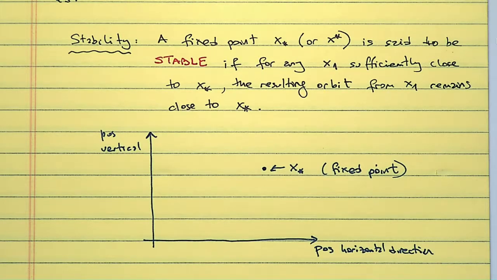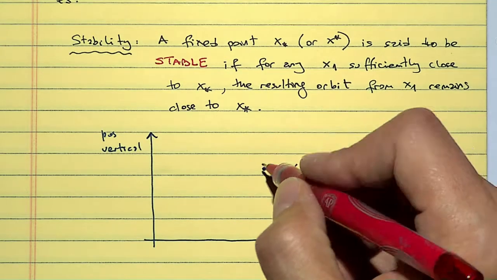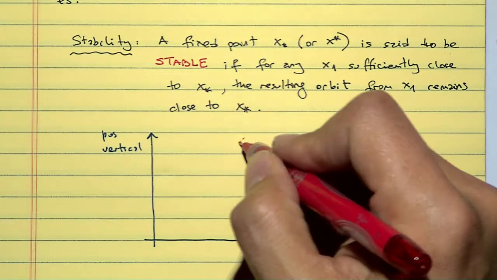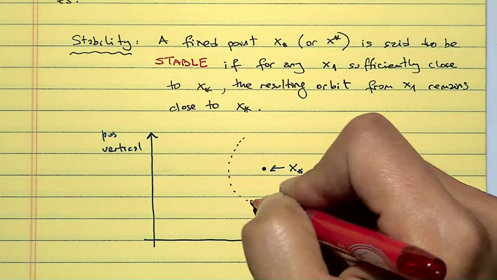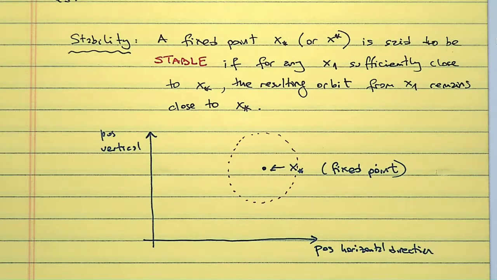What I'm going to be looking at now, and I'm going to make it big so we can see, but typically these areas are maybe small. I'm going to be saying the following. If someone tells me that I would like my orbits to be within that distance of x star, you can think about this as a ball around x star.